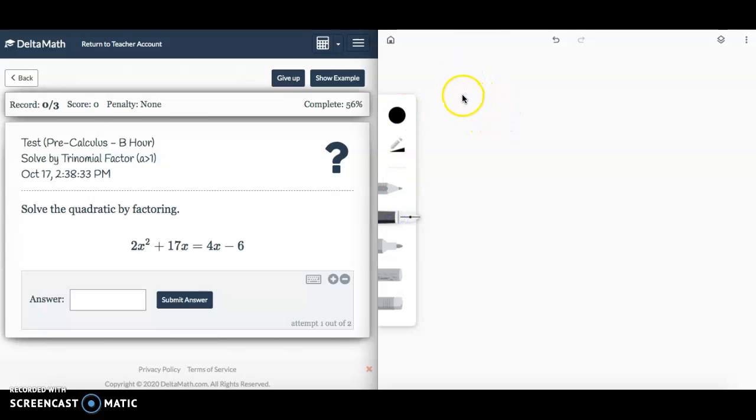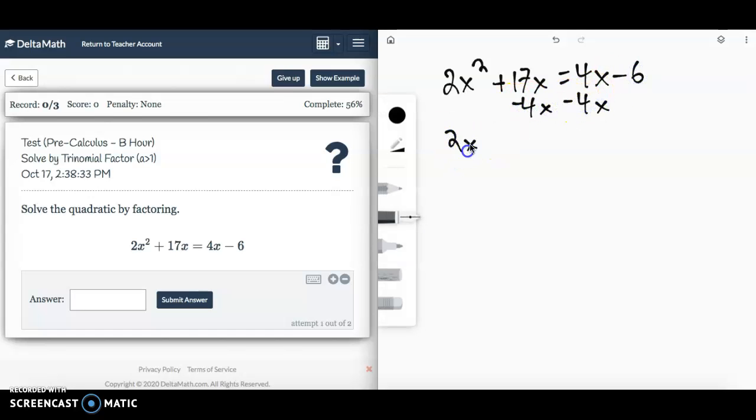All right, first things first, I got to get it set equal to 0. So 2x squared plus 17x equals 4x minus 6. So I'll subtract 4x from both sides. So I'll get 2x squared plus 13x equals negative 6. And then I can add 6 to both sides. 2x squared plus 13x plus 6 equals 0.